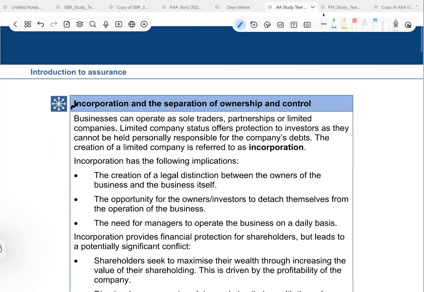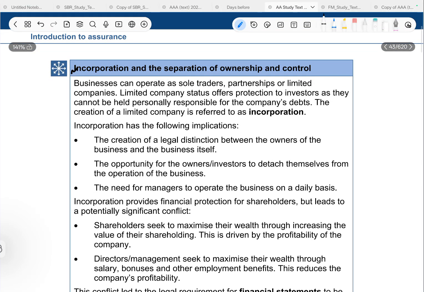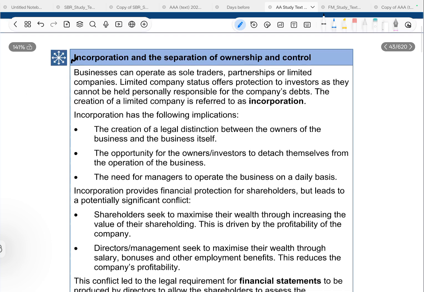Let's move on to the next page, about incorporation and the separation of ownership and control. So let me ask you something. When someone starts a business, what forms can it take? Usually businesses operate as sole traders, partnerships, or limited companies. And the most interesting one for us in auditing is the limited company. Why? Because limited companies provide protection to investors. This means shareholders cannot be held personally responsible for the company's debts. So, if the company fails, the shareholders only lose the amount they invested, not their personal wealth.